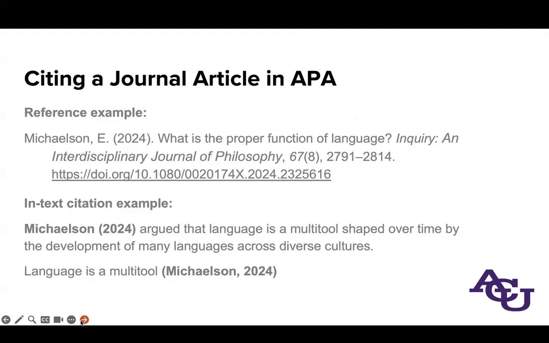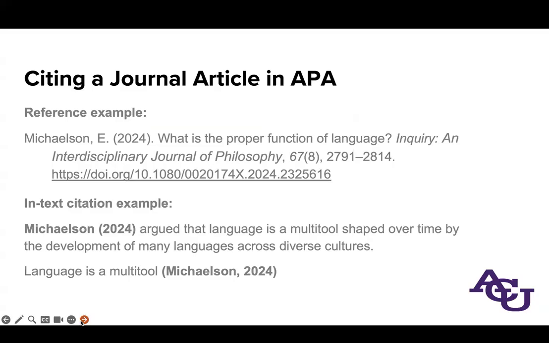Next, we need to provide information about the larger journal in which the article is published. So we put the title of the journal in what we call regular title case. Title case means that you capitalize all the major words, including prepositions and conjunctions of more than 4 letters. So we have inquiry capitalized, we have an capitalized because that's the first word of the subtitle. But we do not have of capitalized because that is a preposition that is less than 4 letters. It only has 2. It's tiny, so no capitalizing there.